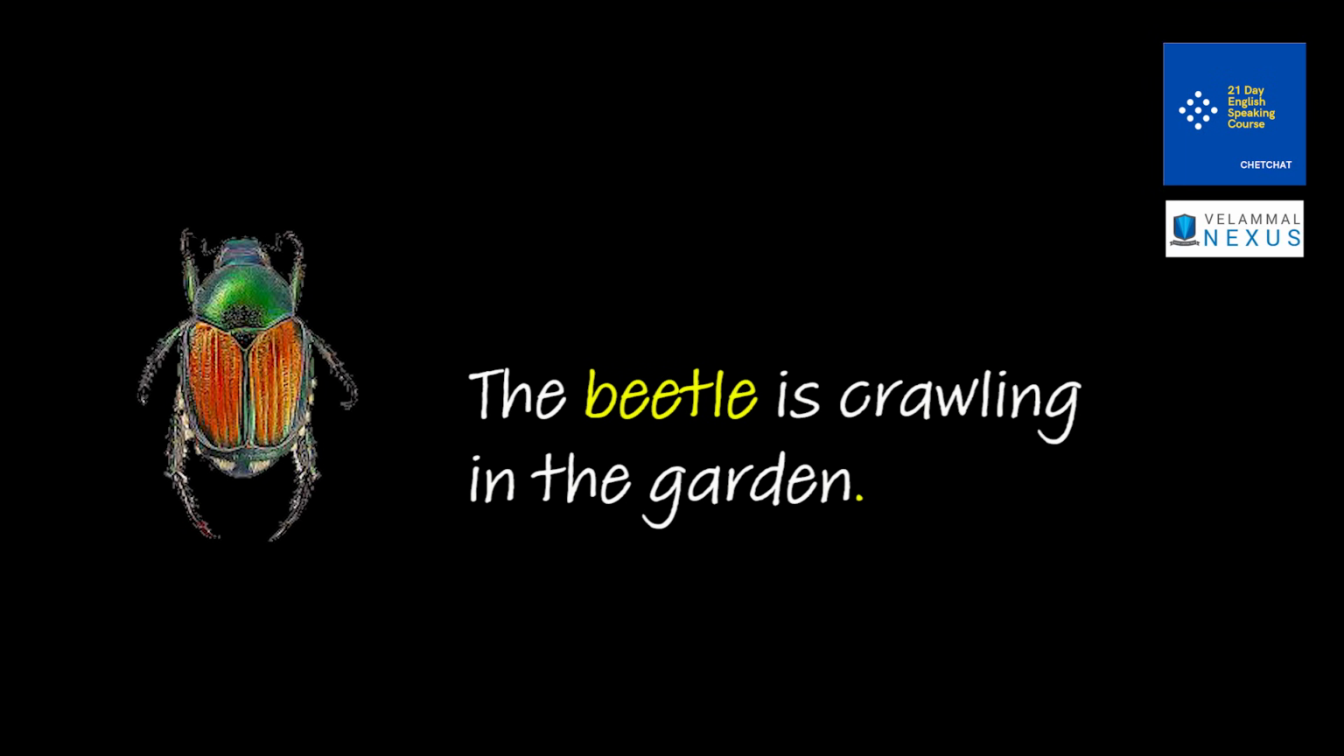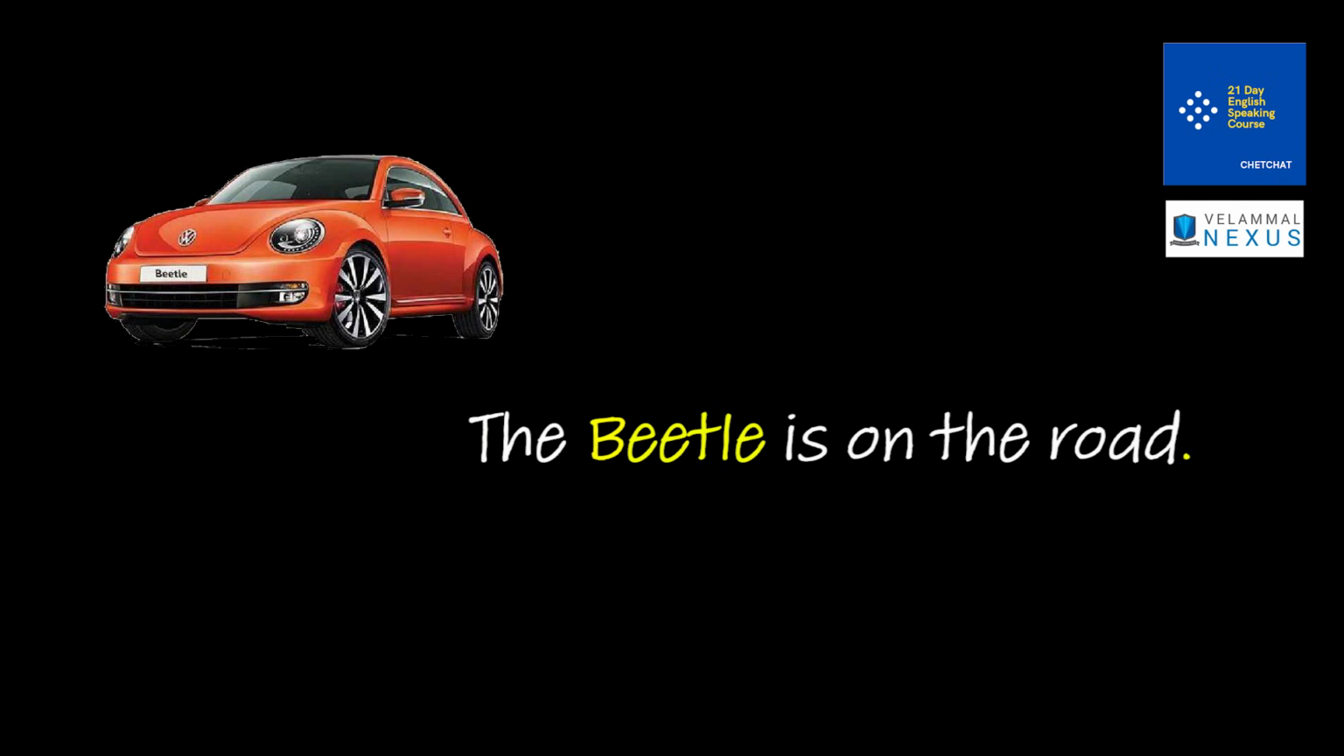The beetle is crawling in the garden is an insect and it's a common noun because there are several of these insects which are called beetle. But the beetle is on the road is referring to a particular type of car from Volkswagen which is named the Beetle and therefore it will be with a capital B.